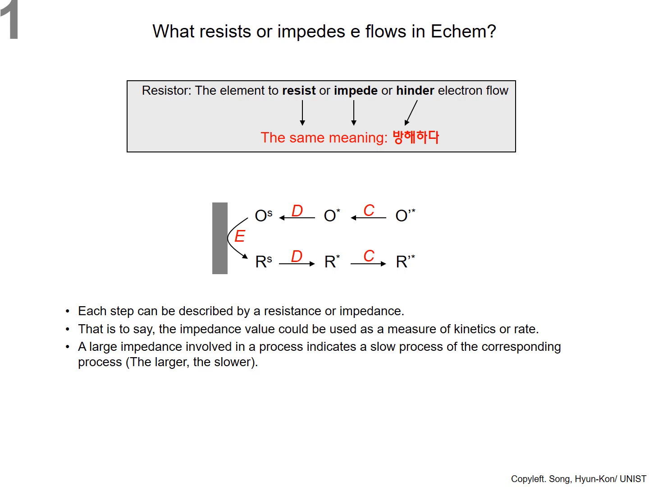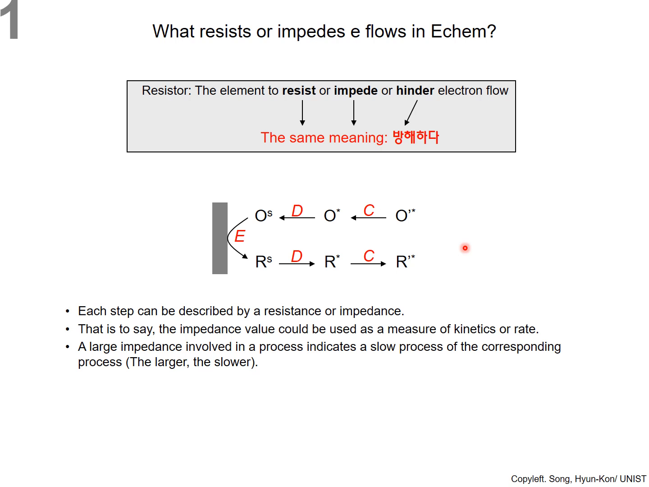Okay, so what resists or impedes electron flow in electrochemical processes? As you know, the resistor is the element to resist or impede or hinder electron flow. Those 3 words have exactly the same meaning. So resistance is impedance.